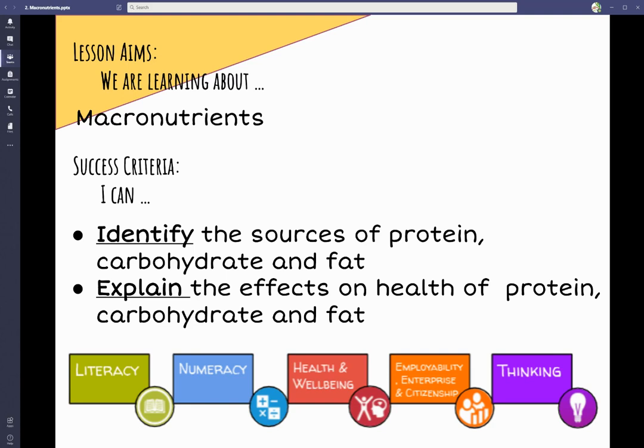By the end of today, we should be identifying the food sources of where we can get protein, carbohydrates, and fat in our diets, and be able to explain the effects on health of these as well. In order to explain something effectively, we need to make sure that we are able to provide a fact and a consequence for each of them.